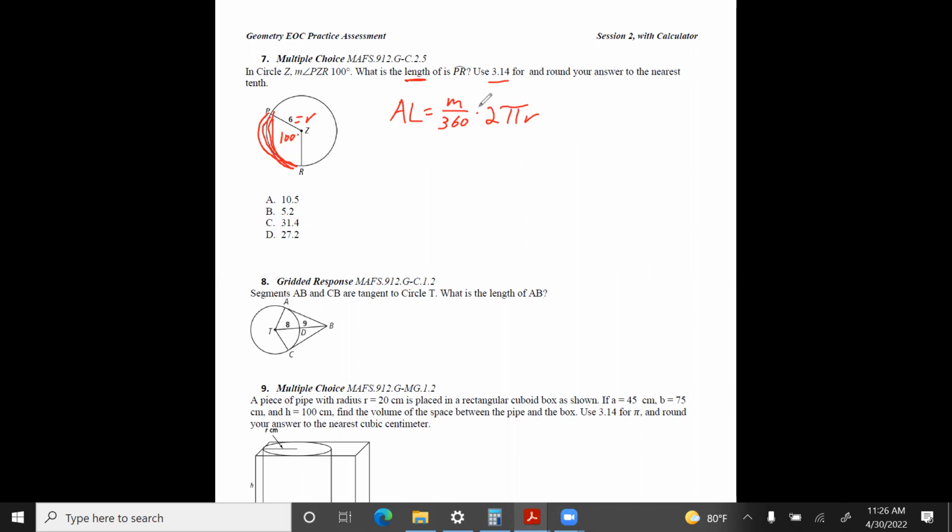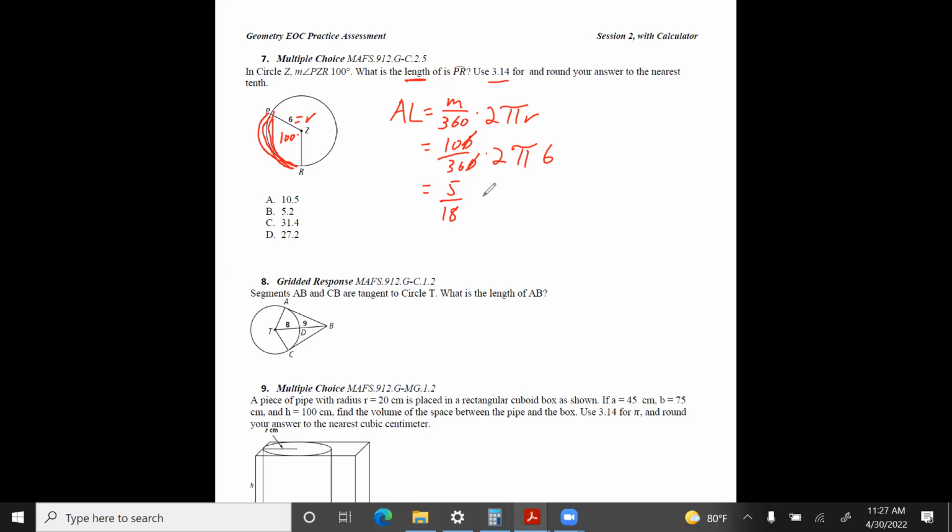2 pi r. Now, on this one, the angle was 100 out of 360 times 2 pi and a radius of 6. Now, we need to simplify this. So first thing I'm going to do, we have the 100 over 360. Well, they both end in 0, so we can go ahead and divide both of those by 10. And then we have 10 over 36. I can reduce those more. 10 over 36 reduces by 2 to 5 over 18.